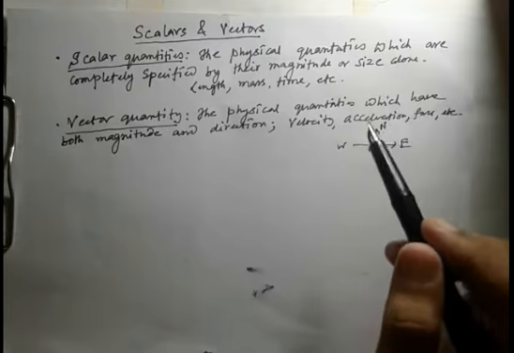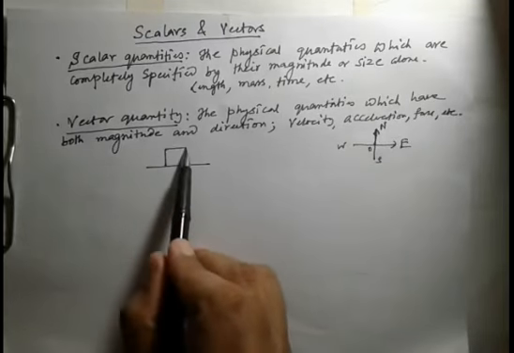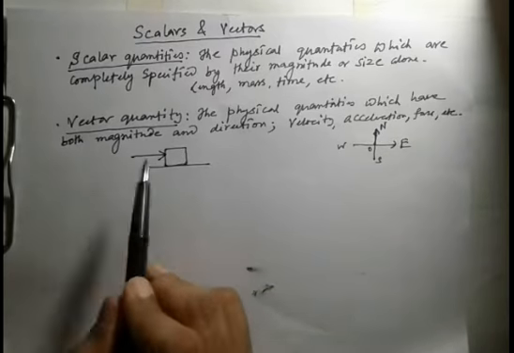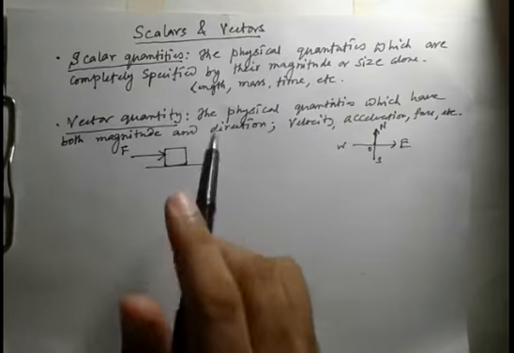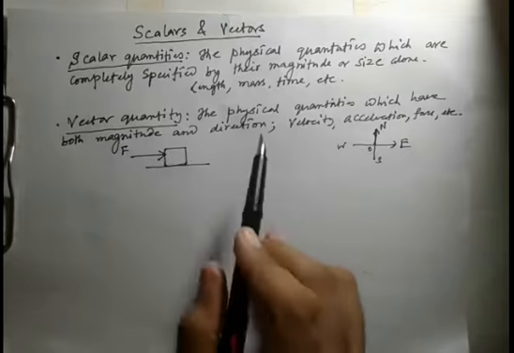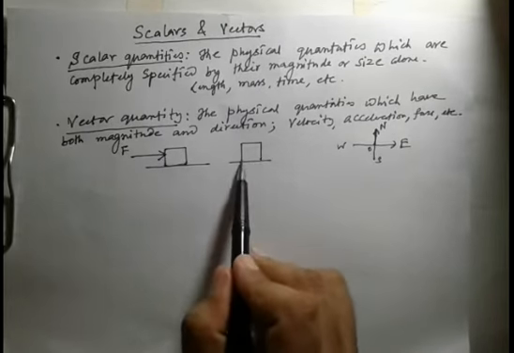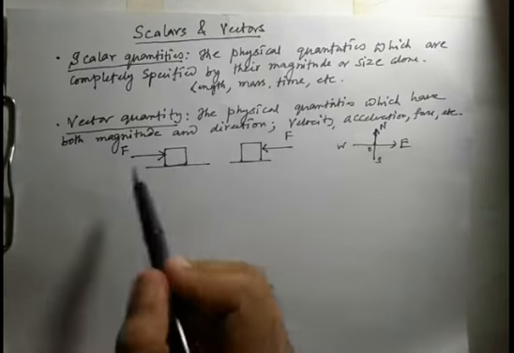Now I'll give you another explanation of this one. Suppose here is one box kept here. Now suppose you are applying a force in this direction. If I apply a force in this direction, obviously the object will go in this direction, in this way. Now if I take the same object and change the direction of the force in this way, then the object will go in this direction.